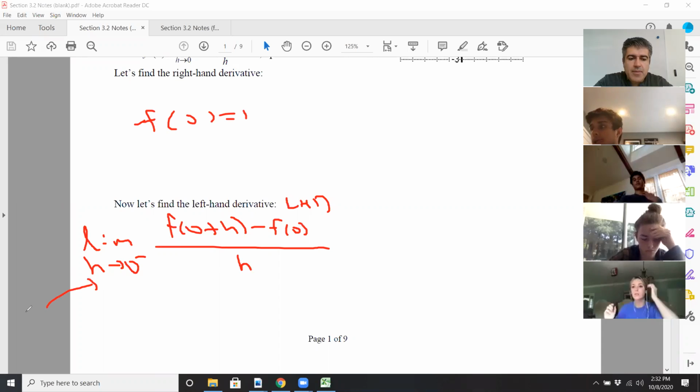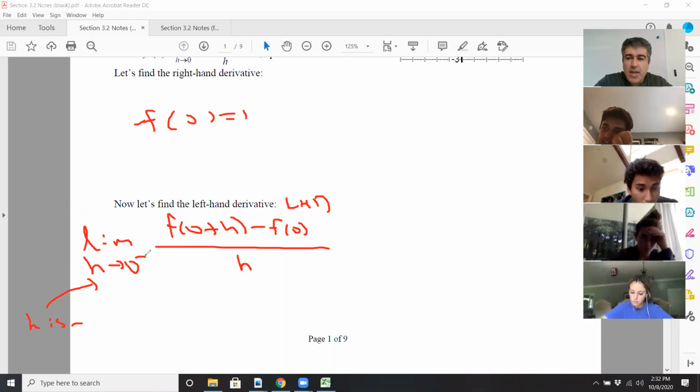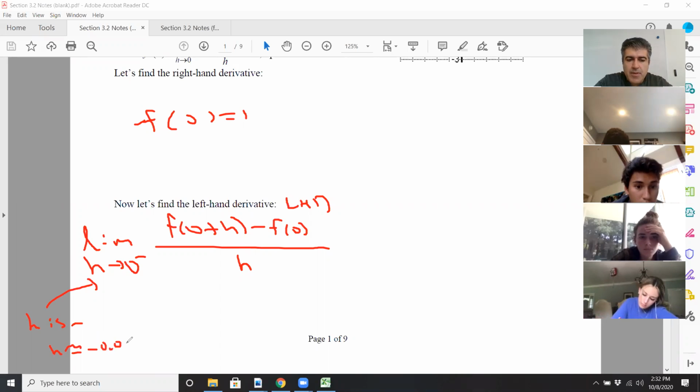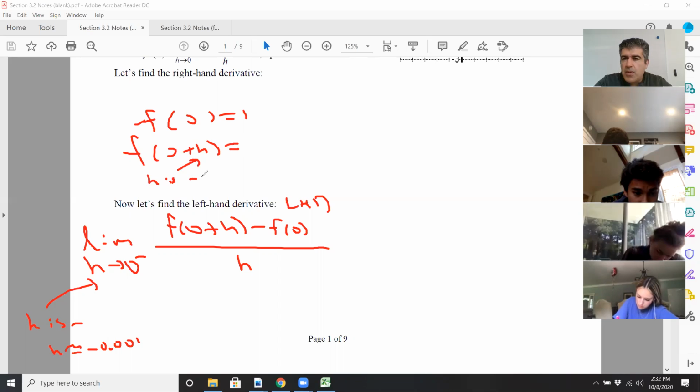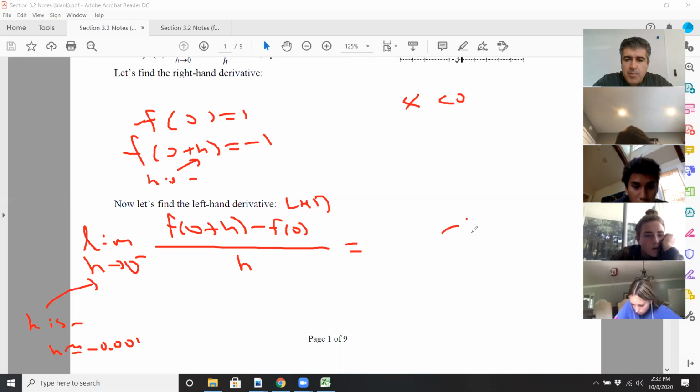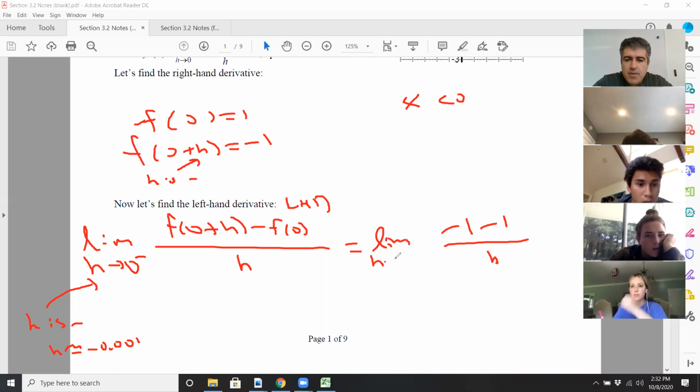But now h is negative, right? h is negative because h is approaching 0 from the left side. So h could be like, say, negative 0.001. So you do f of 0 plus h, again, h is negative. So you're doing like f of negative 0.001. Well, x is less than 0 now. So now you got to plug it into the other part, which was negative 1. So now you got negative 1 minus 1 over h. Well, that's negative 2 over h.